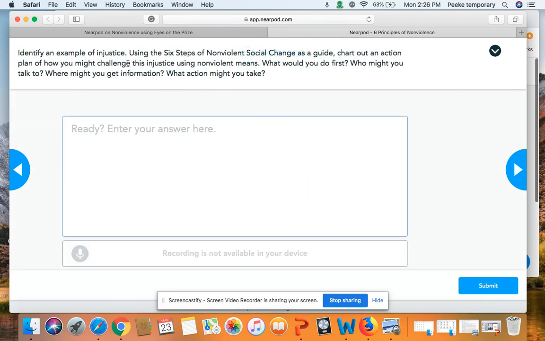And then the last open-ended question is this one. Identify an example of injustice. So can we think of any examples of injustice right now? I think there's probably plenty we could think of happening everywhere in the United States and the world. Using the 6 steps of nonviolent social change as a guide, chart out an action plan of how you might challenge this injustice. So maybe our big one here in California is still housing. So maybe you could think about that and like how to move forward, or environmental justice, or anything else that you think of. What do you do first?